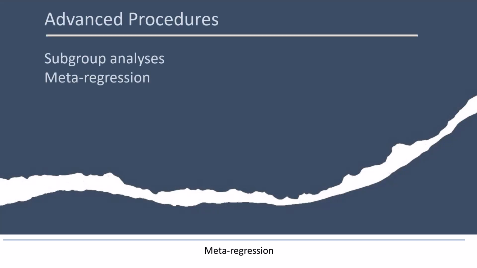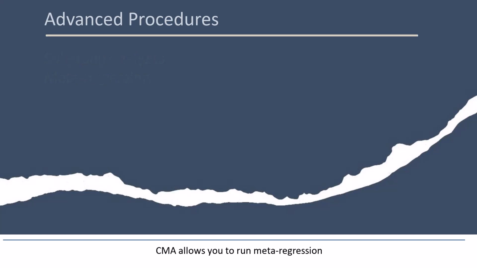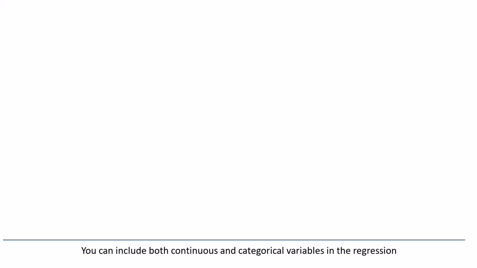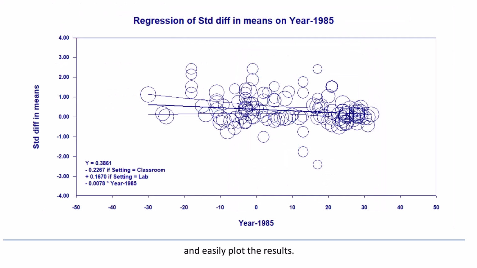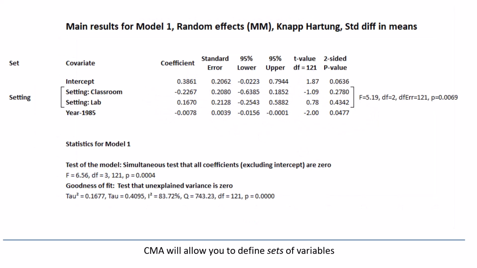Meta-regression. CMA allows you to run meta-regression. You can include both continuous and categorical variables in the regression and easily plot the results. CMA will allow you to define sets of variables and assess the impact of any set over and above the others.